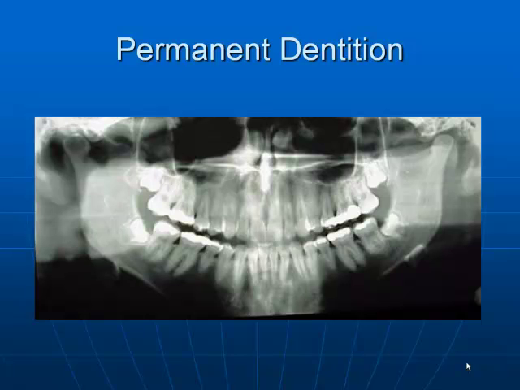In the permanent dentition, a Panorex may be substituted for a full mouth survey in an adolescent mouth.